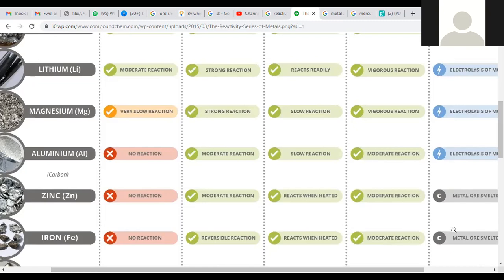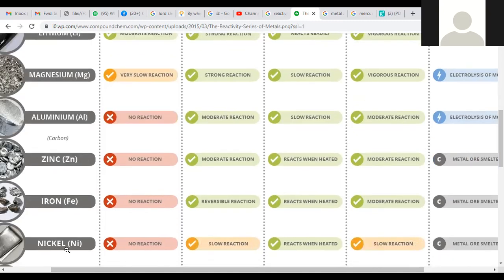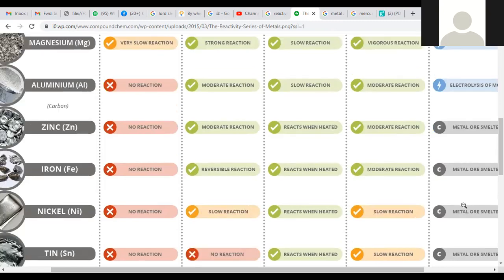And next is about metal ore smelting. Smelting is the process which is specific for certain transition metals. So these are moderate reactivity containing metals, mostly subjected to this smelting process. Next is about iron. Iron reacts with oxygen upon heating as well, and has a moderate reactivity towards acids. And in metal ore smelting, just like zinc, here iron is also extracted by the process called smelting.